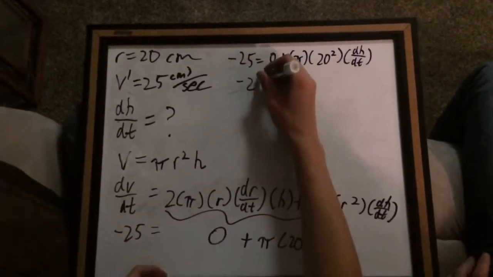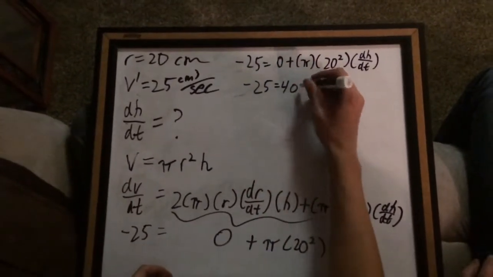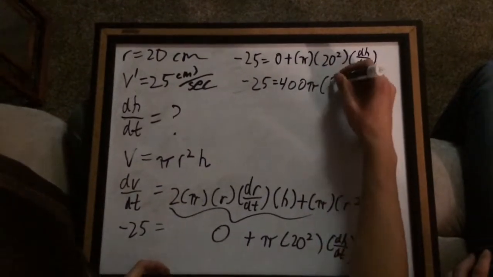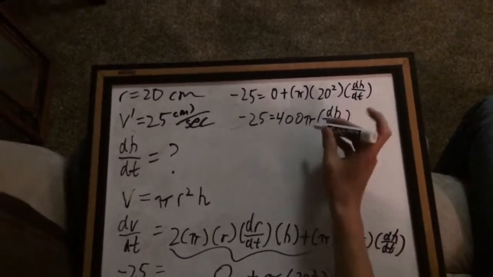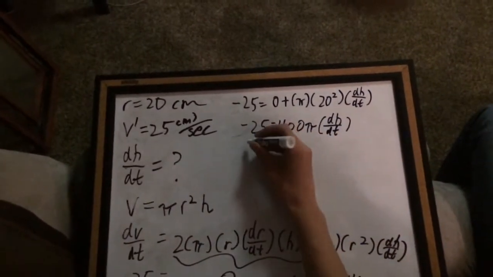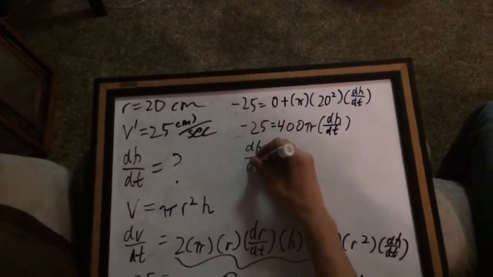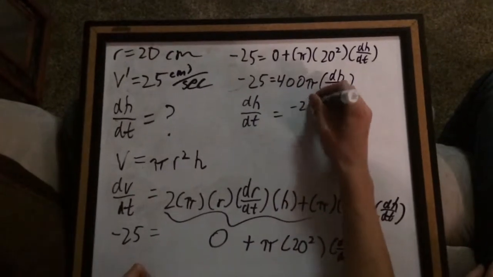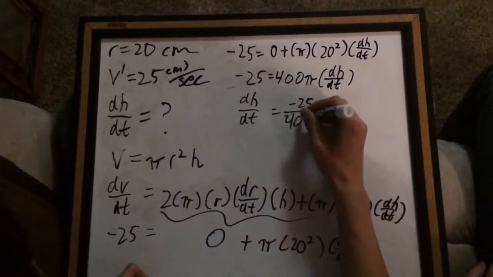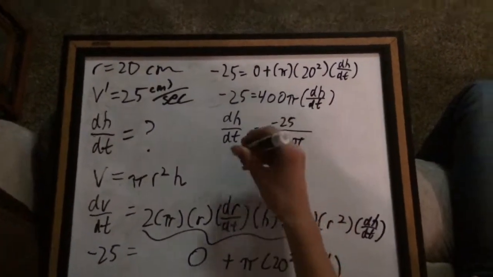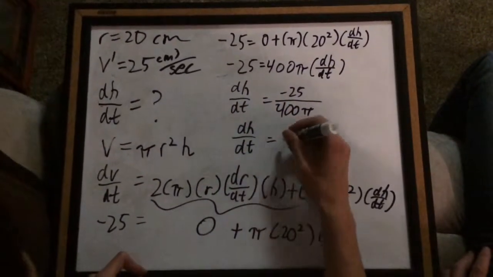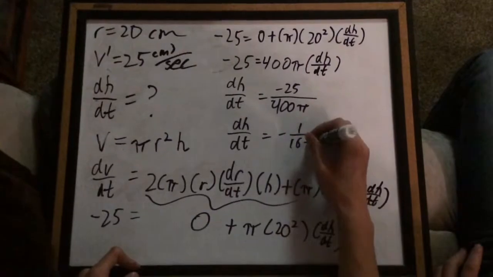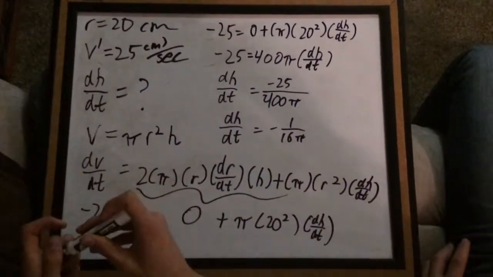So it's negative 25 is equal to 400 pi times dh over dt. Then we're gonna isolate the variables. So it's gonna be dh over dt is equal to negative 25 over 400 pi, which we can simplify. So now it's dh over dt is equal to negative 1 over 16 pi. And that's the rate at which your height is changing.